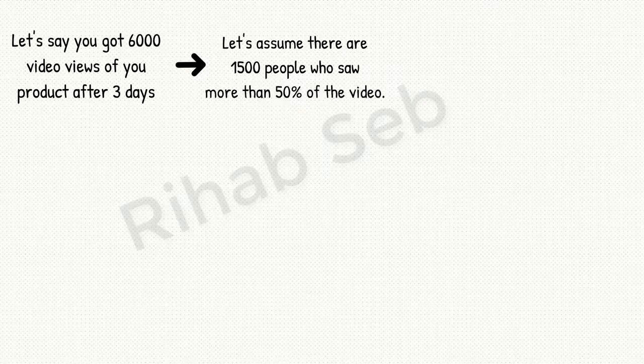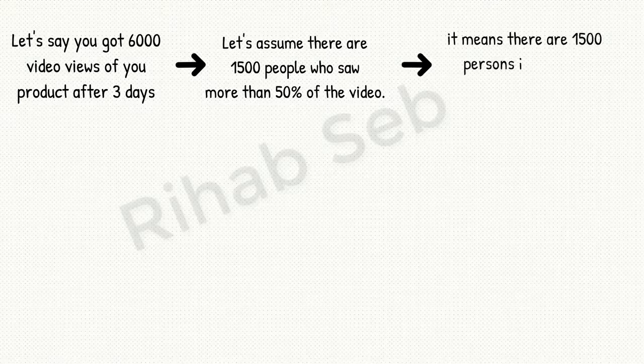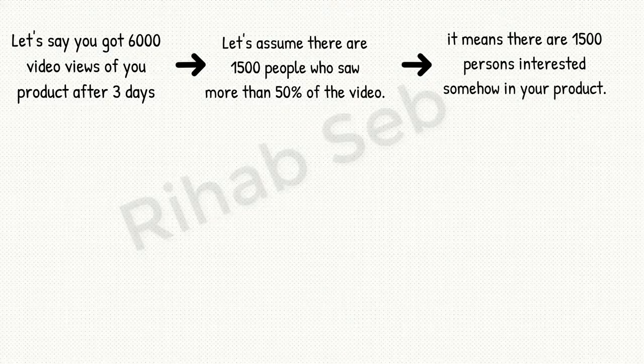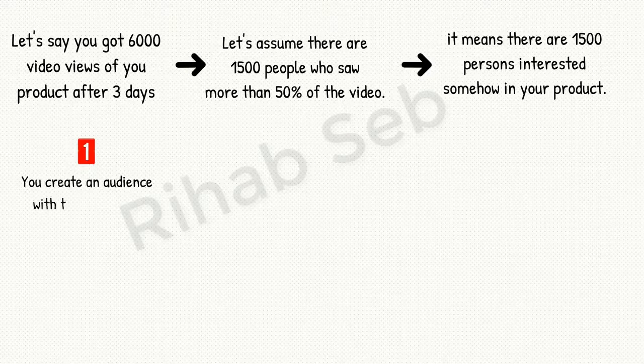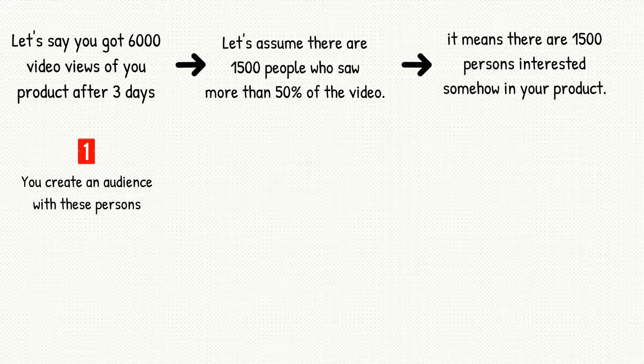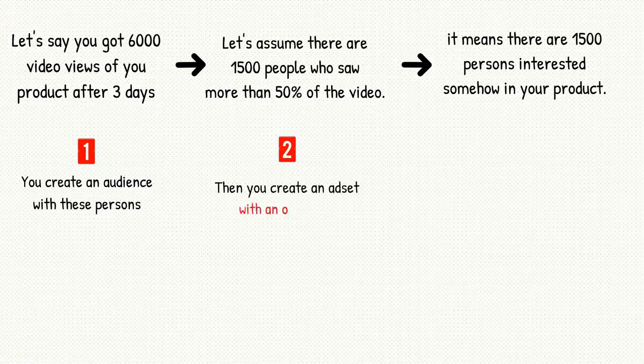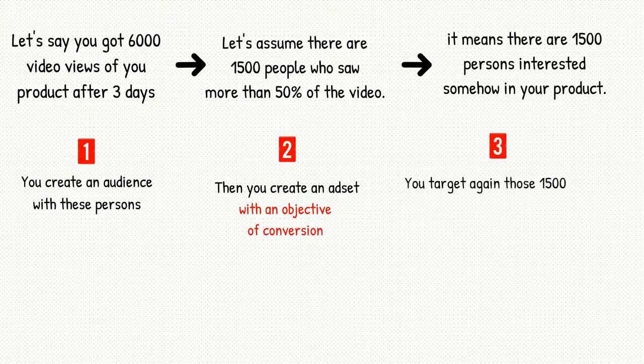And let's assume there are 1,500 people who saw more than 50% of the video. It means there are 1,500 persons interested somehow in your product. You create an audience out of these 1,500 persons. I will show you later how to create an audience out of people who watched a certain percentage of your video. Then you create an ad set, and this time you choose conversion as the objective.